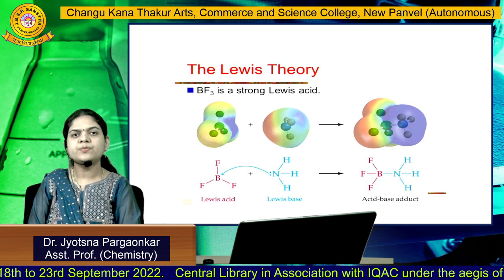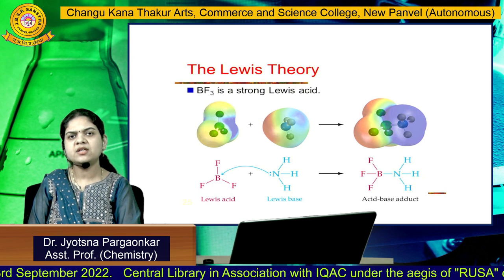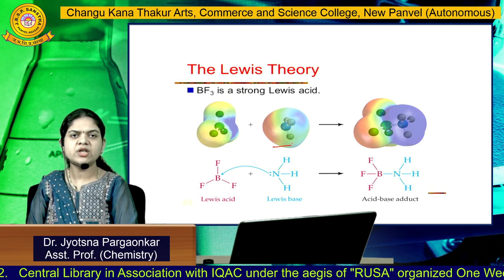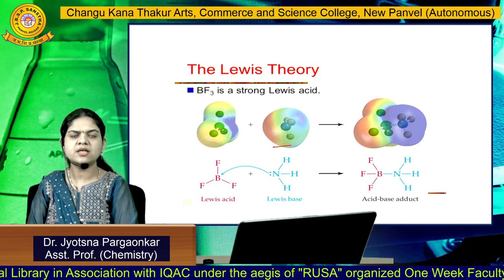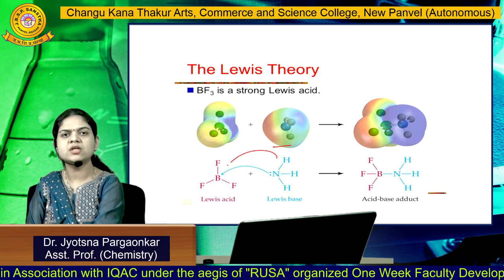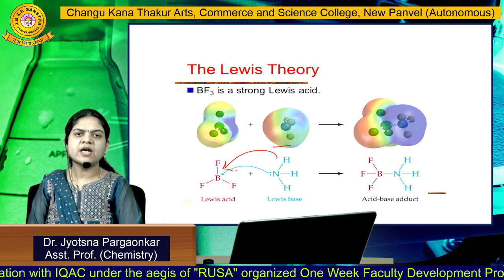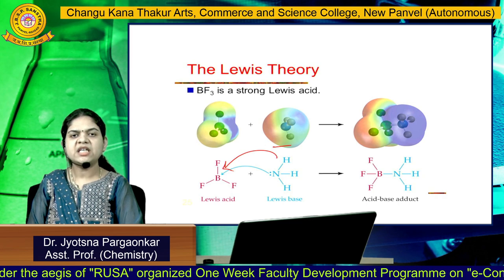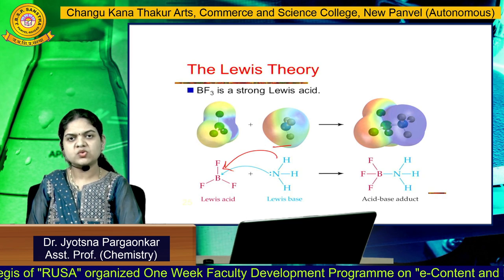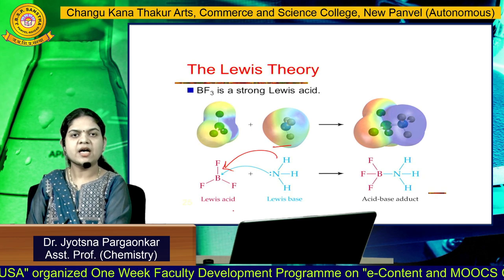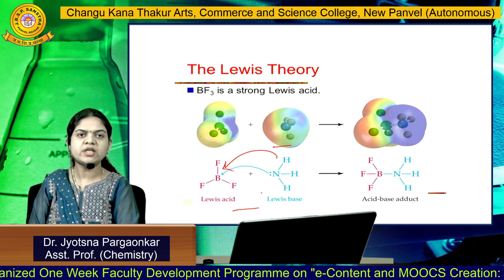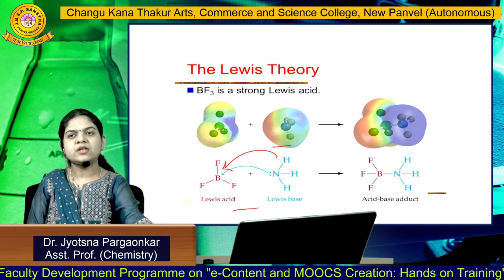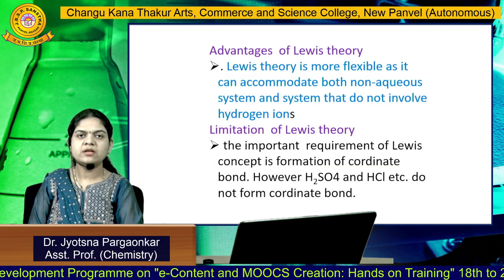See, this is the pictorial diagram of the Lewis theory. Here I have shown ammonia. On the ammonia, again, nitrogen has the lone pair, it gives the lone pair to the boron, and boron is the electron pair acceptor because its octet is incomplete. So we will say that the formation of a coordinate covalent bond takes place here. So important is the coordinate covalent bond.